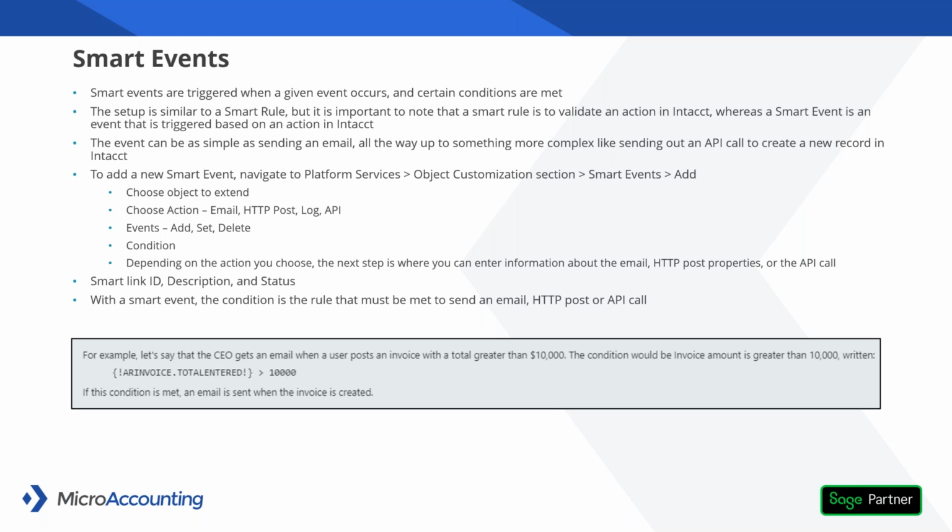And with the email, you can use different merge fields, similar to how printed document templates or email templates that you guys might have set up in the system already. So you can have it dynamically pull certain fields from that AR invoice object to be included in the body of that email. So lots of customization possible with smart events, and smart rules for that matter. It just depends on what you guys are trying to do specifically with your system.